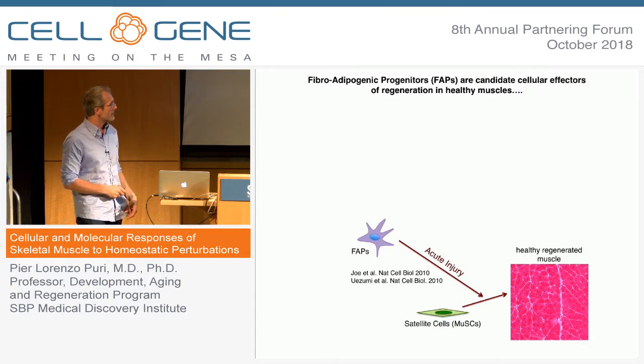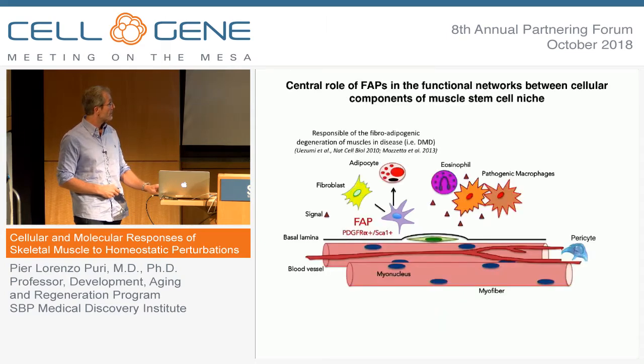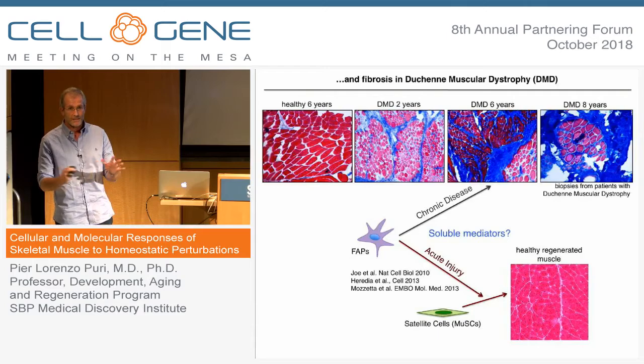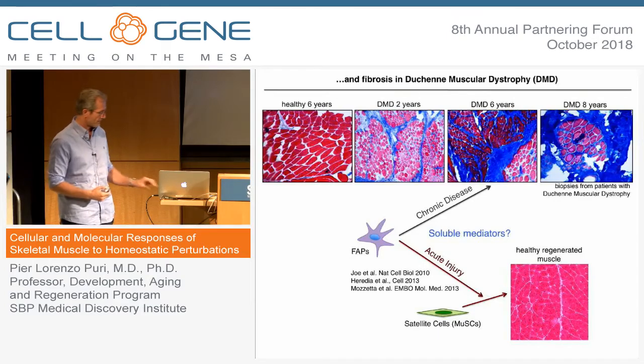So they can mediate a regenerative response, but you can also see here what happens when they start to mediate these detrimental outcomes. This is, for instance, the typical histological pattern of Duchenne muscular dystrophy, whereby all contractile units are replaced by fibrosis and fat. So what are the soluble mediators by which fibroadipogenic progenitors can instruct the activity of muscle stem cells?